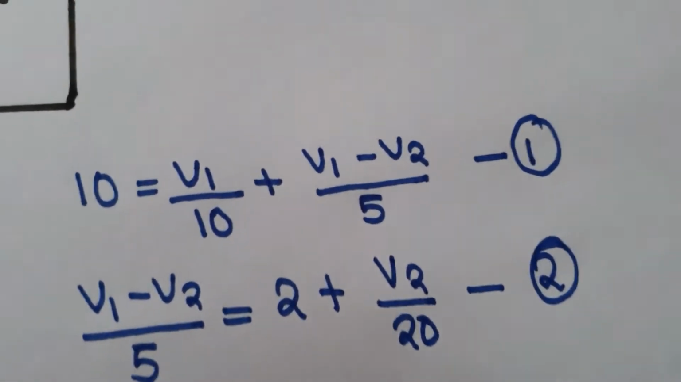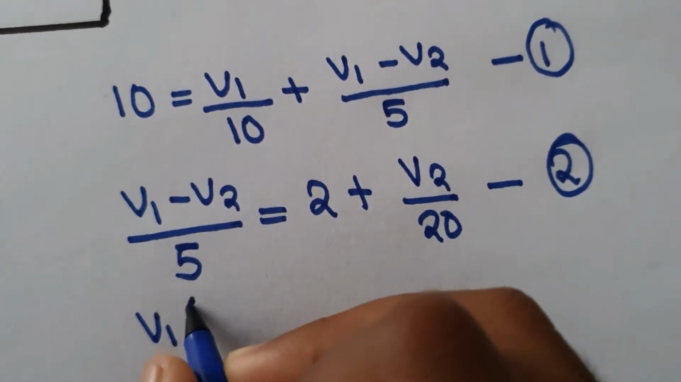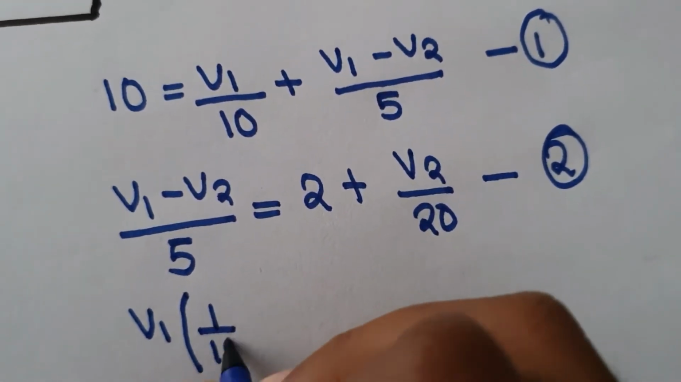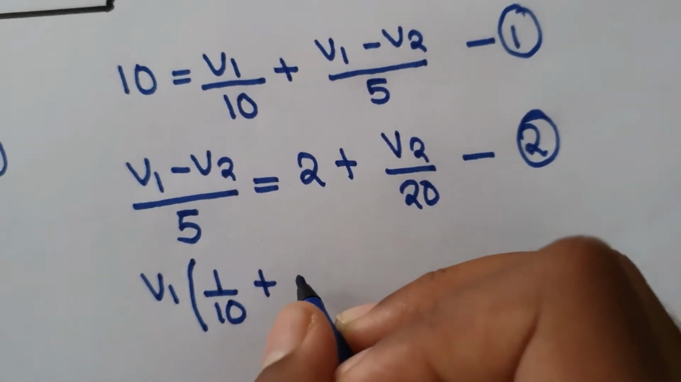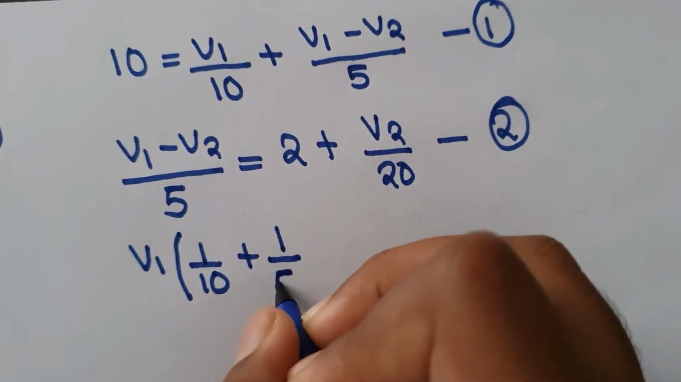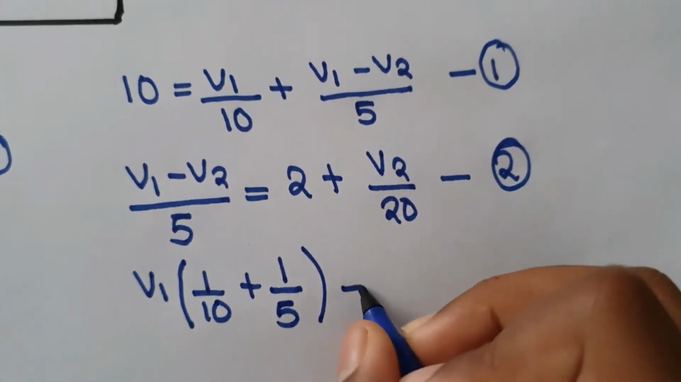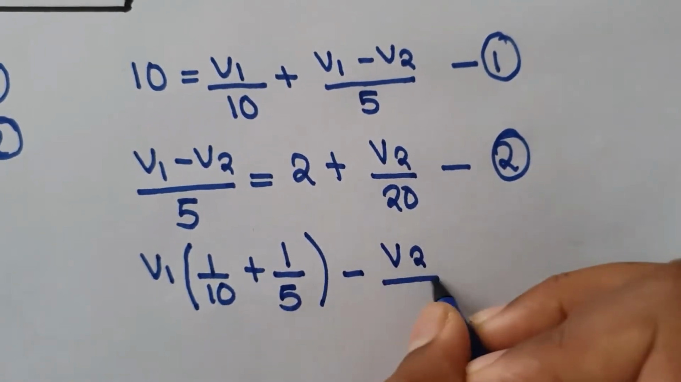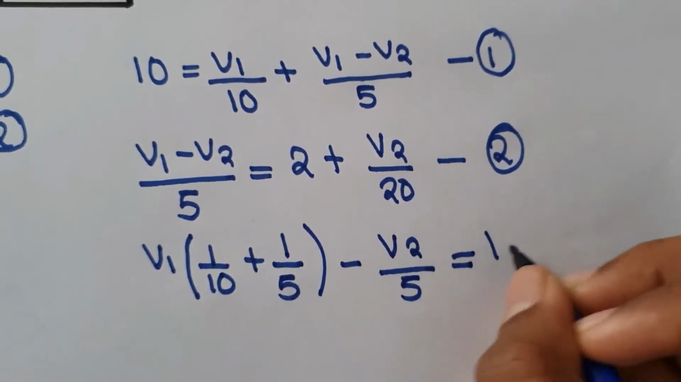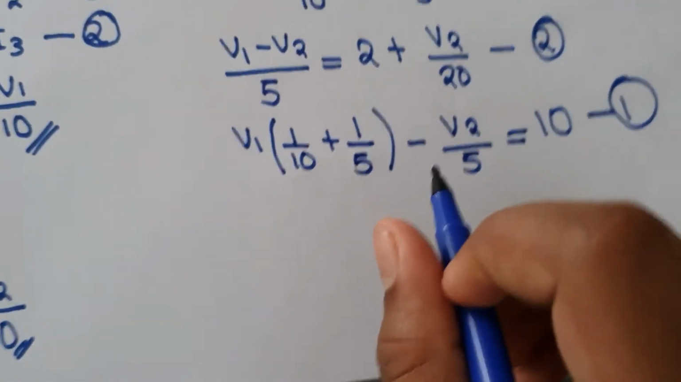We can solve by grouping them to one side. So it will be V1 times (1 by 10 plus 1 by 5) minus V2 by 5 equal to 10. You can type it directly into the calculator, this one.